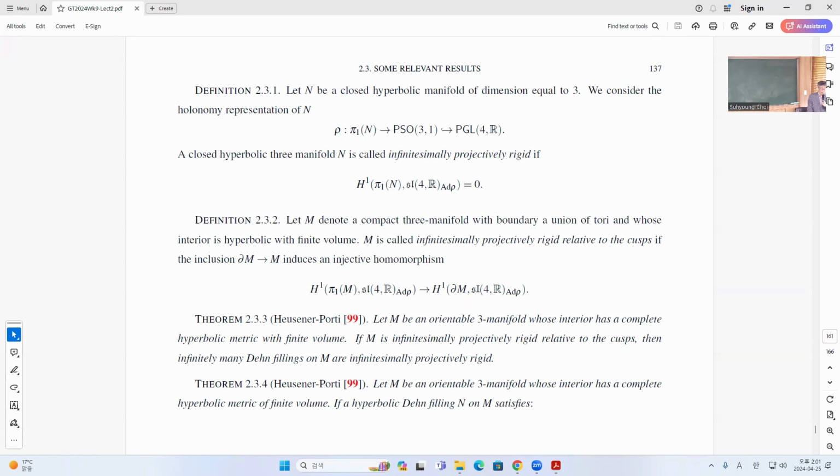Right. So Hosono and Porti show that if you have an orientable complete hyperbolic manifold with cusps, and it's projectively rigid, then infinitely many Dehn fillings of M are projectively rigid. In a hyperbolic manifold with a cusp, you can do infinitely many Dehn fillings, given by a pair of coprime integers. Except for finitely many, you can do Dehn surgery and still have a hyperbolic structure. So those things cannot be deformed.